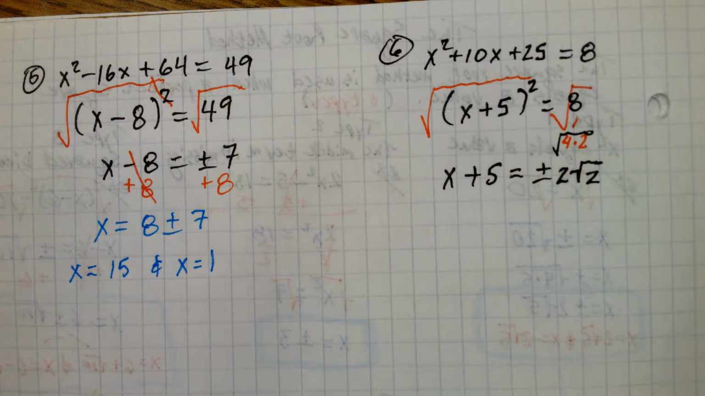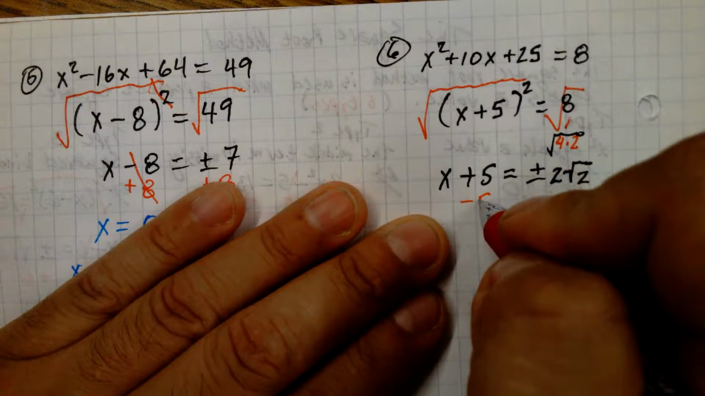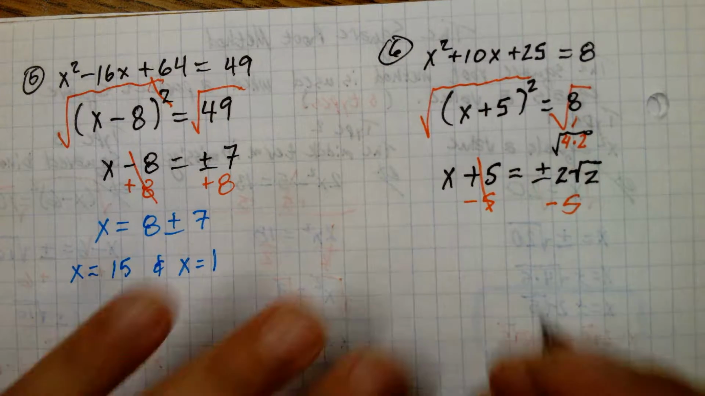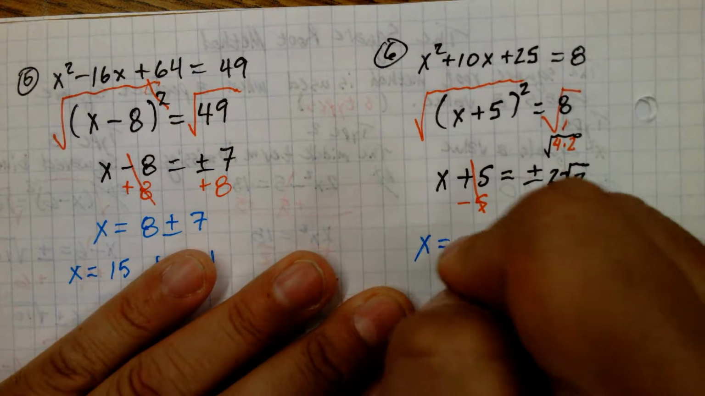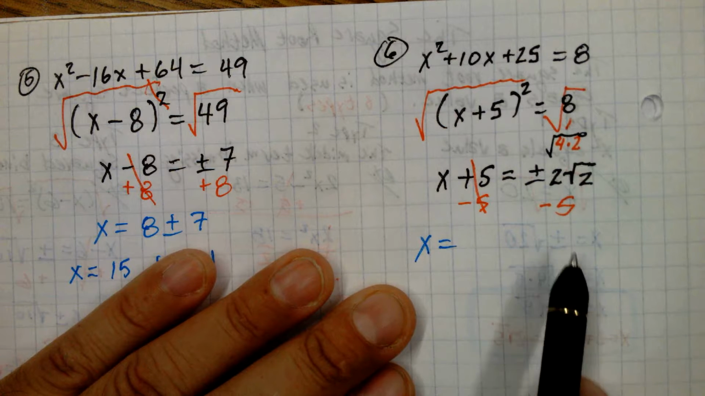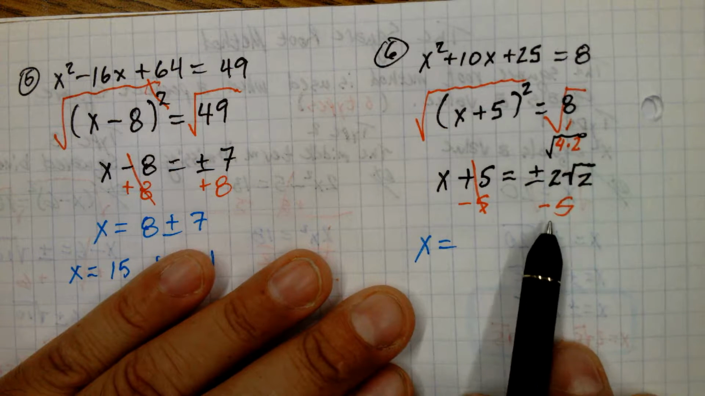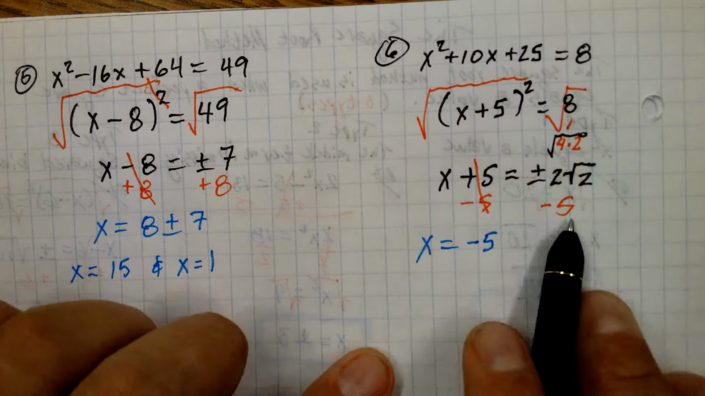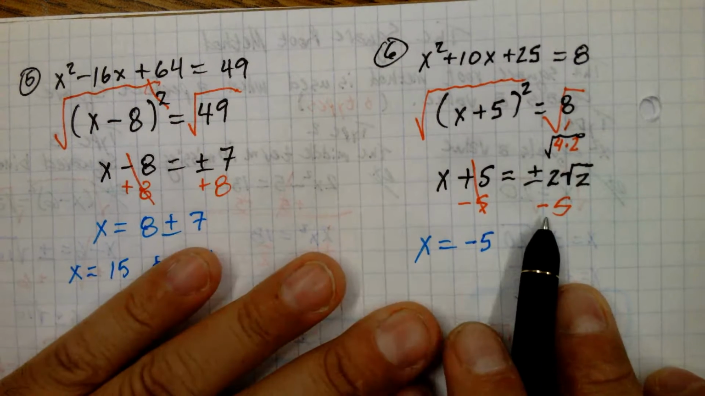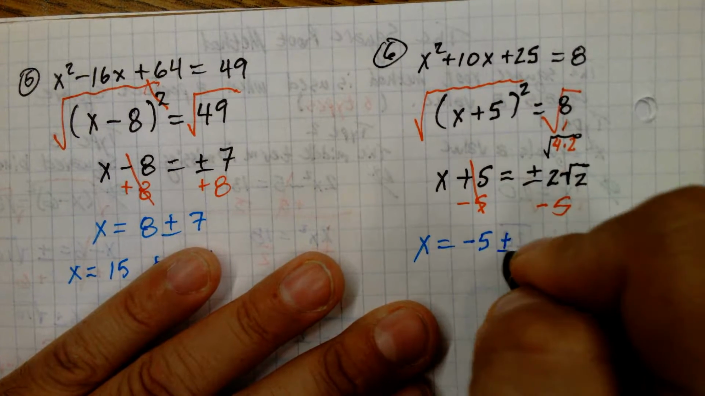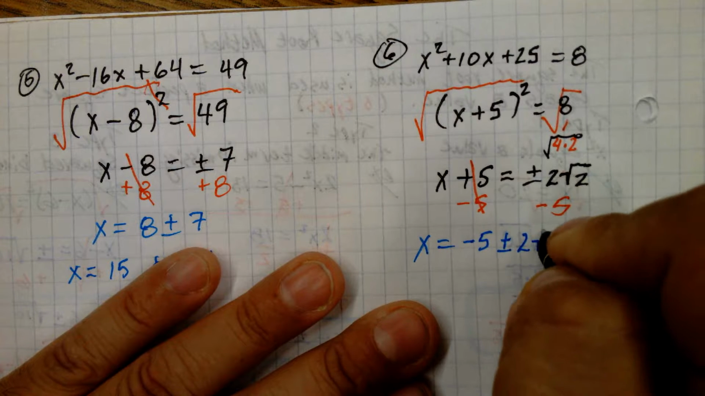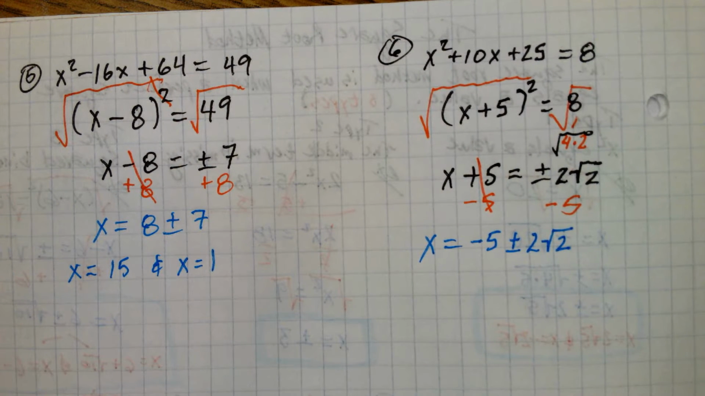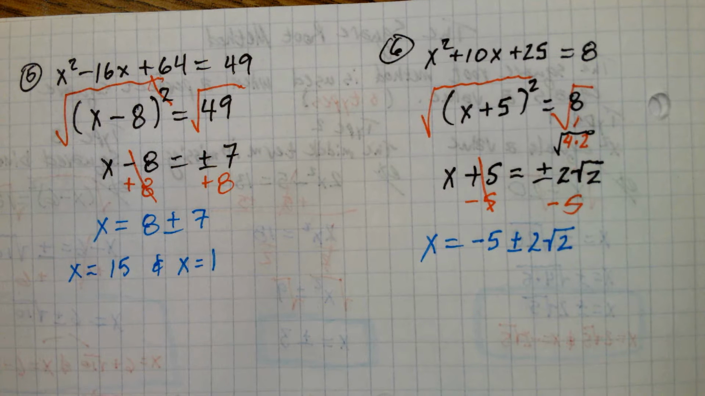And now just get rid of the 5 to cancel this. And we get an answer. X equals, well, before we do that, negative 5. That's just negative, no positive or negative. It's minus 5, and that's it. Negative 5, and then plus or minus 2 radical 2. And there's my 2 answers. Okay? Any questions? All right.